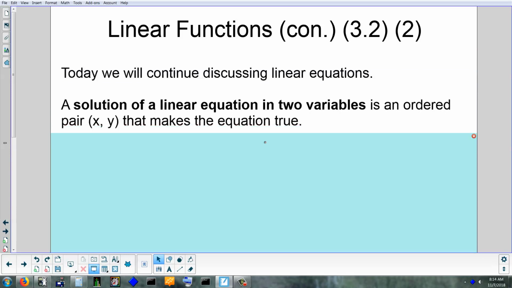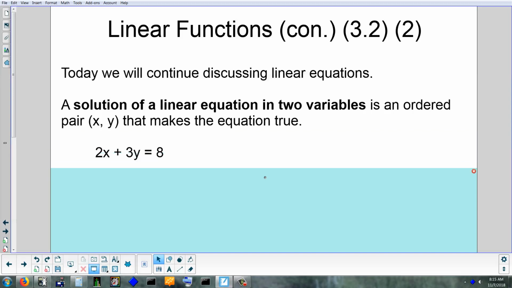All right. So the first blank you have, it says a blank, and then you got a little bit of space. You should, in that space, put a solution of a linear equation in two variables. So a solution to a linear equation, meaning an equation that if you drew it would be a straight line, is an ordered pair that makes the equation true.